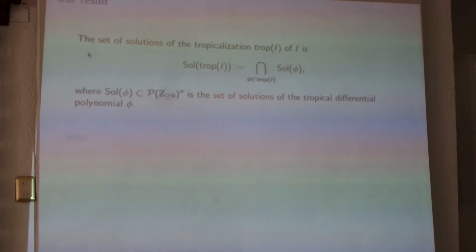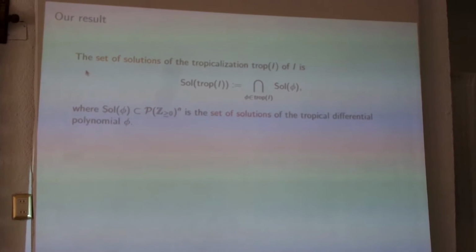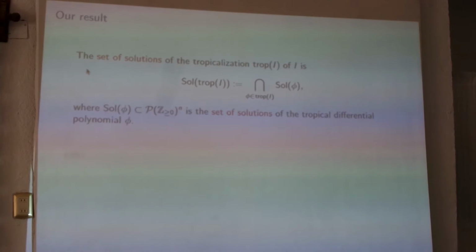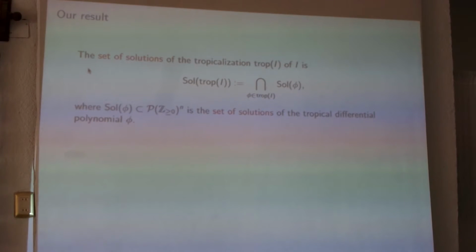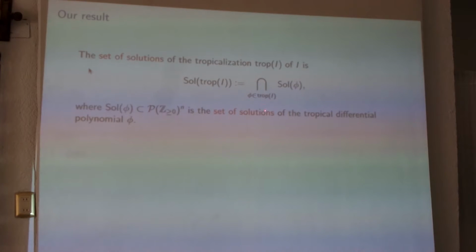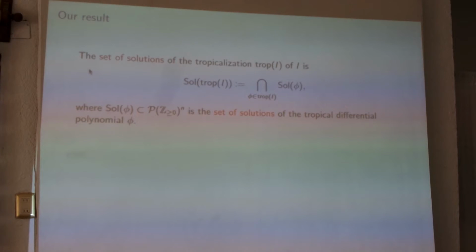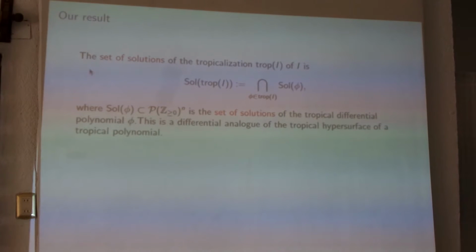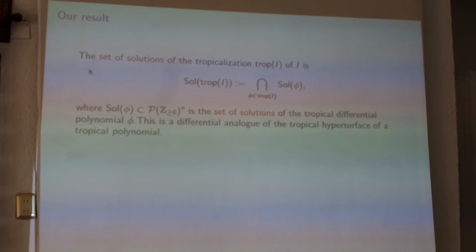I will define the set of solutions of the tropicalization of a differential ideal as this. This is a copy from the definition of the tropicalization of a variety induced by an ideal. I will define this set, sol phi, which will be the set of solutions of a tropical differential polynomial. This will be an analog of the tropical hypersurface of a tropical polynomial.